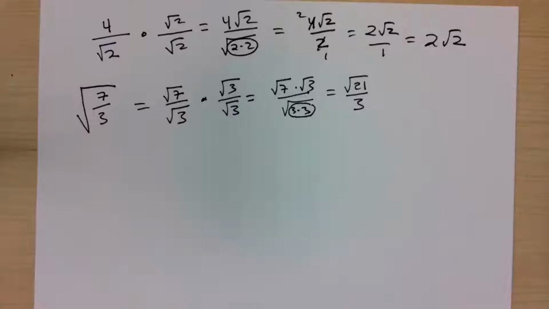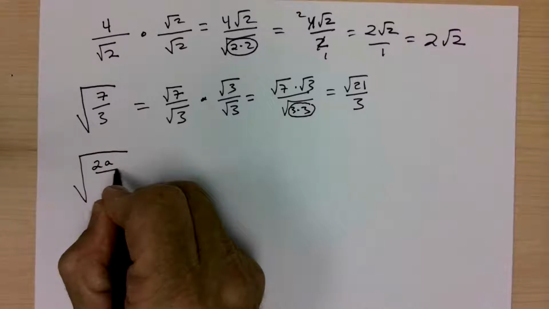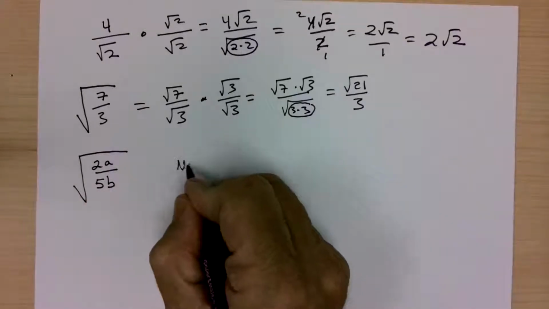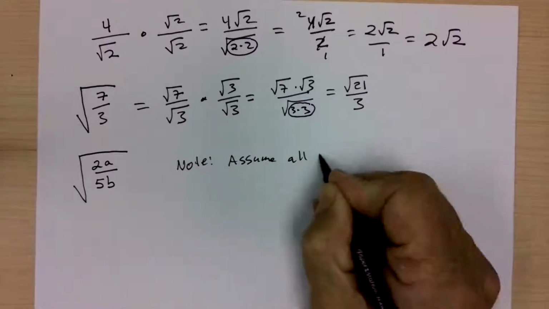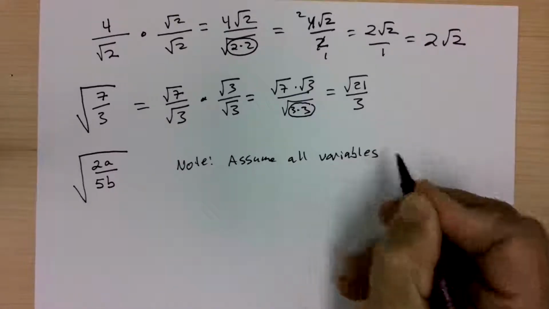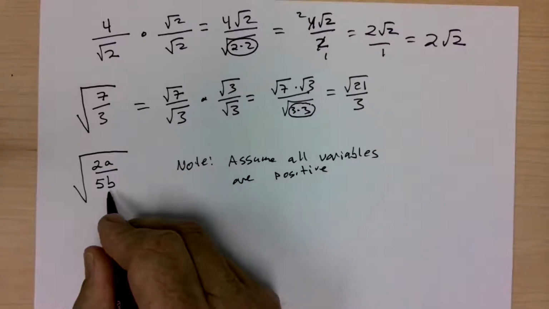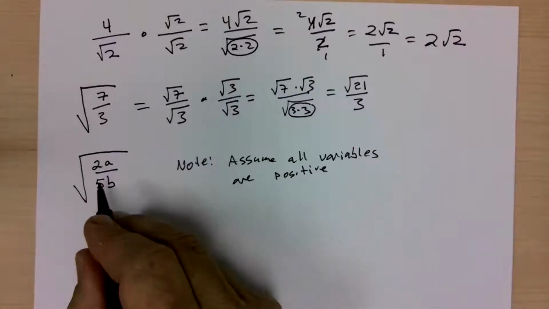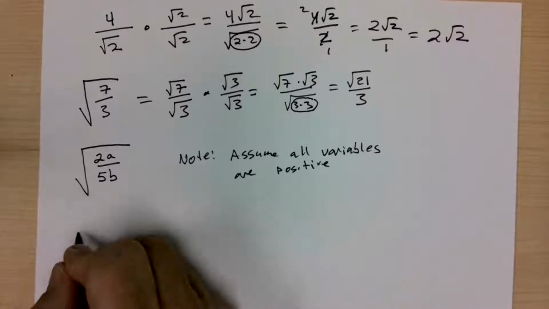So we have to ask ourselves, what do we multiply by so that we no longer have a radical in the denominator? If I have root 2a over 5b, and note, assume all variables are positive. So that will be our assumption for all of the problems in this lesson. Because if b is negative, I have a problem. Square root of a negative number could be a problem. If a is negative, square root of a could be a problem. If b is 0, that could be a problem. So just for the sake of keeping things clean, we'll go ahead and assume that the variables are going to be positive.